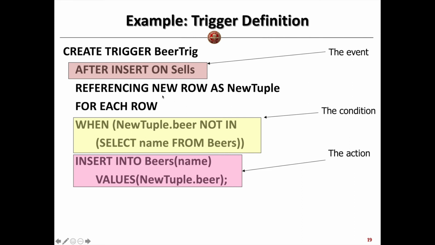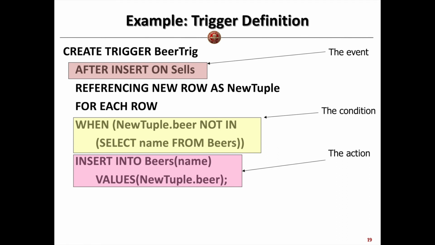This new row denotes the new data we insert into the sales table, and we reference this new row with the name new tuple. Therefore, inside the condition, we can use new tuple to refer to this new row we are inserting into the sales table. We can also refer to its attribute, new tuple.beer. Another row we have here is called FOR EACH ROW. For each row means for each tuple we are inserting here. I hope you can follow me, right?